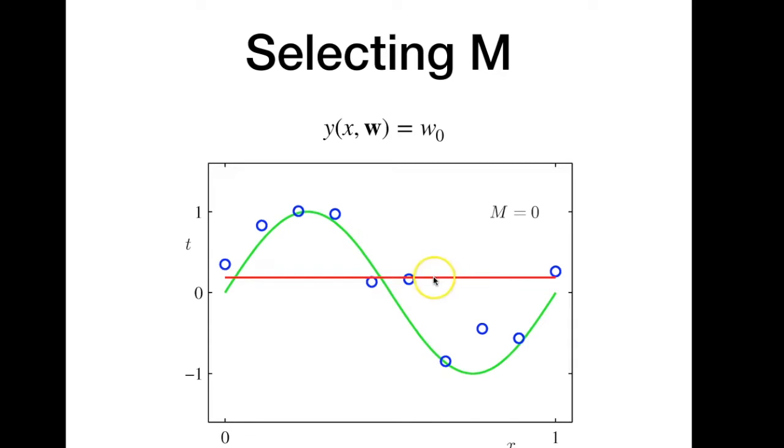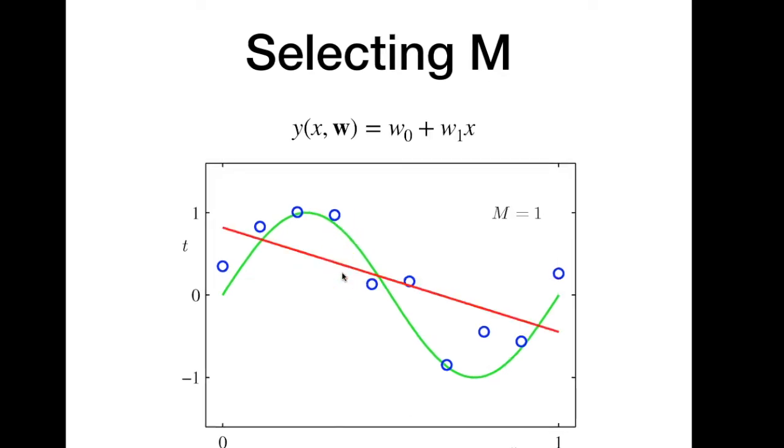As you can see, this red line for m equals 0 is not a good approximation of the underlying original sine function, which is shown in green. Now you can imagine that this will lead to large errors on the training set. So this is not a good approximation even for the training set, so it cannot be a good approximation for the test set. So this is clear.